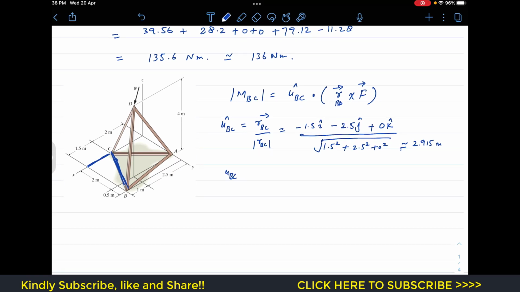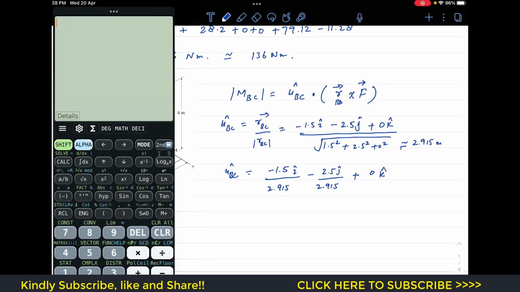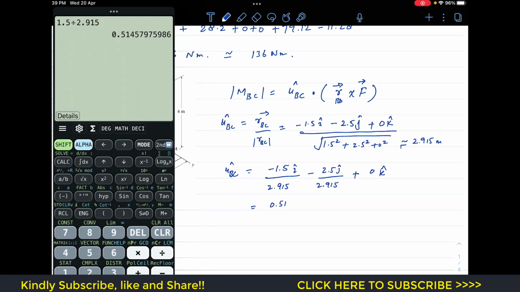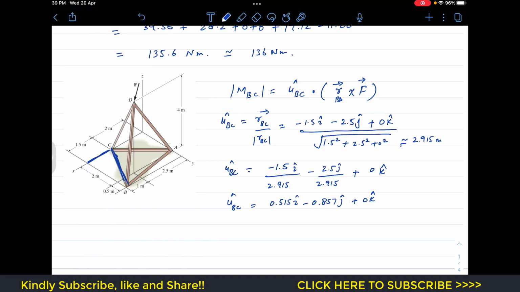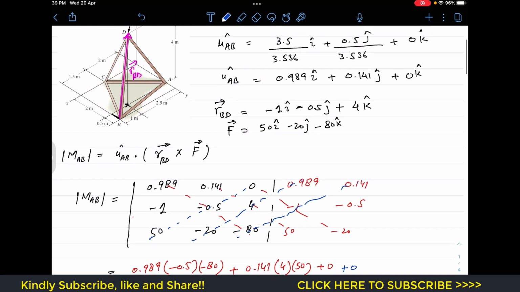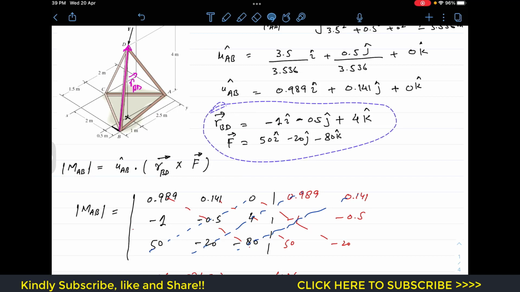Now we can write that the unit vector from B to C is minus 1.5 divided by 2.915 in the i, then minus 2.5 divided by 2.915 in the j, and then 0 divided by 2.915 will give us 0. Now 1.5 divided by 2.915 gives me minus 0.515i, and then 2.5 divided by 2.915 gives us minus 0.857j plus 0k. So this is the unit vector from B to C. Now the position vector from B to D, we have already determined. So let me copy these two, since we are going to use these two again.